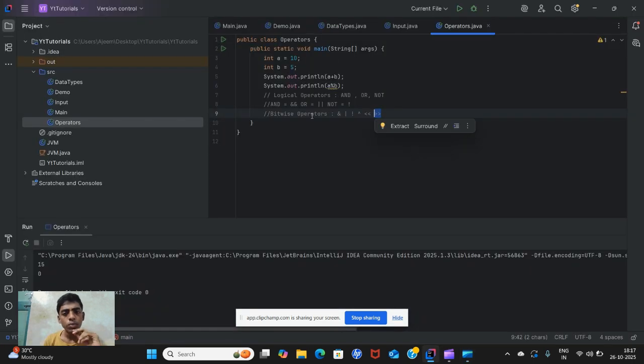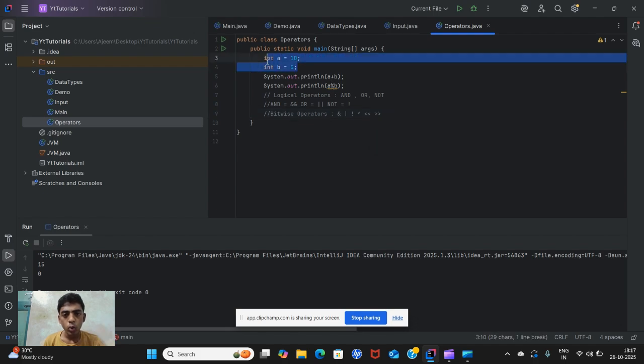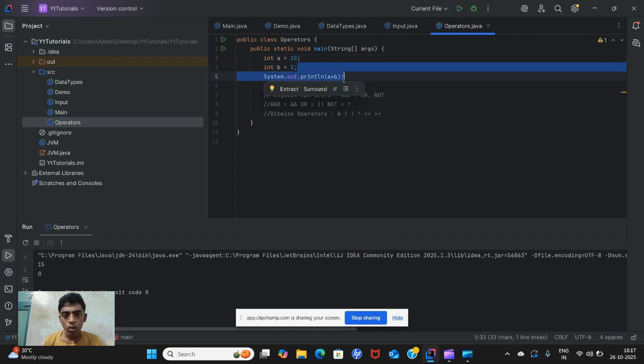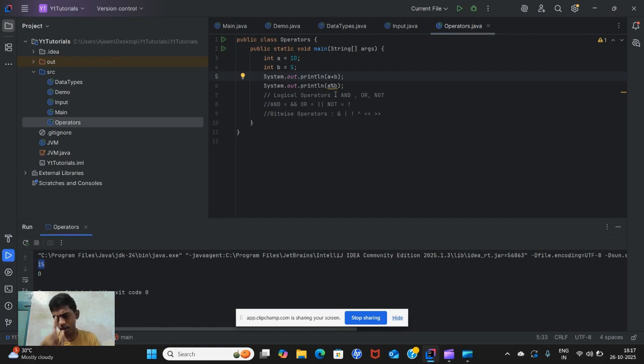We have done this program so many times. I've just declared two variables a and b with values 10 and 5. So we know what arithmetic operators are. If I give a plus b, it just prints 15. We generally use four operators: addition, subtraction, multiplication, and division.